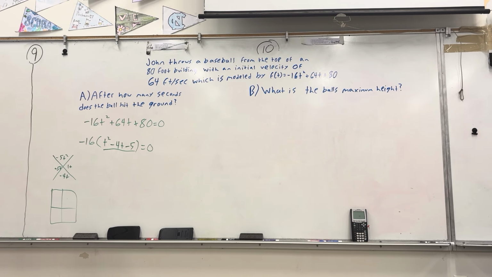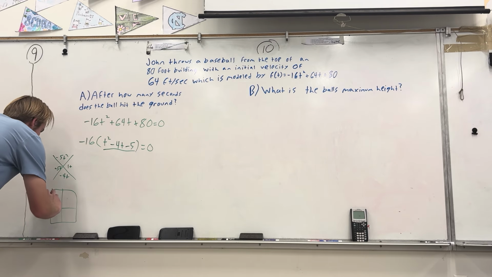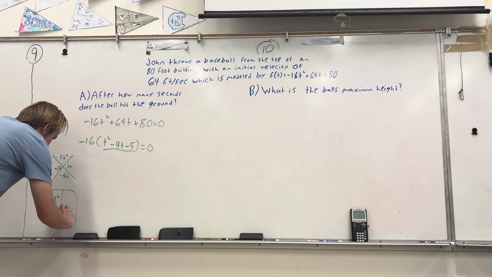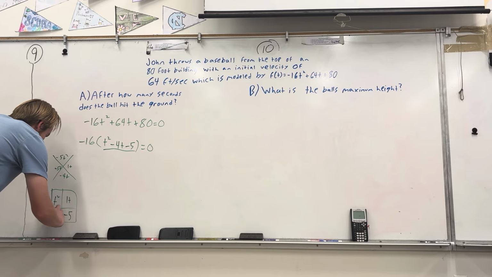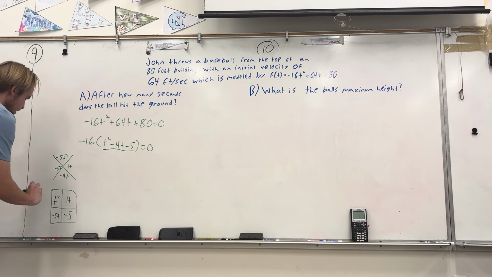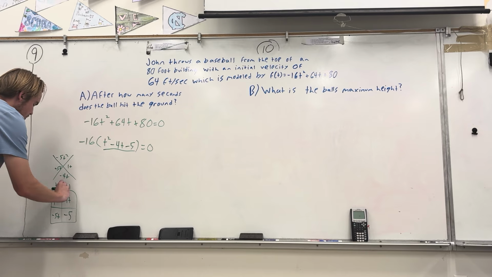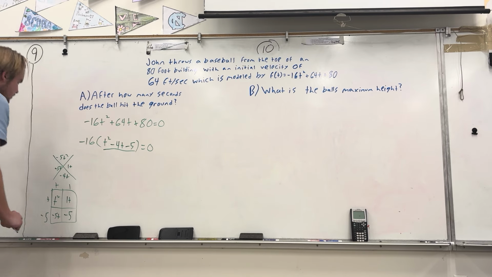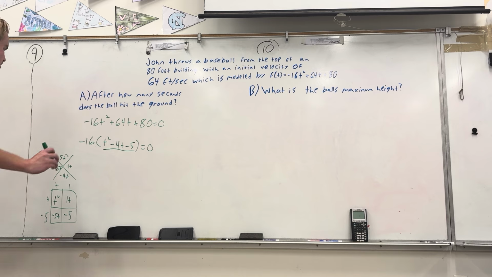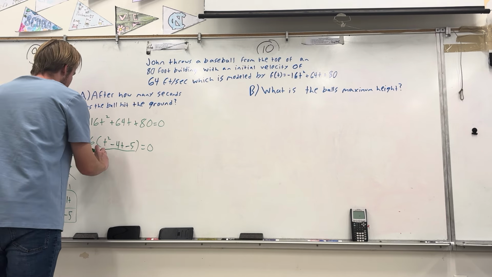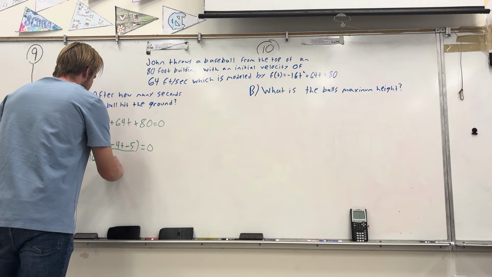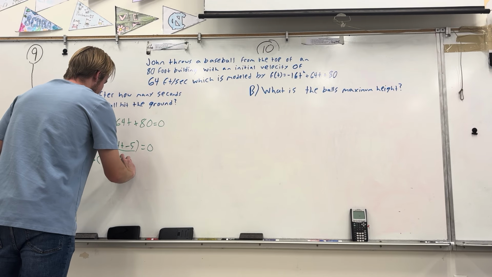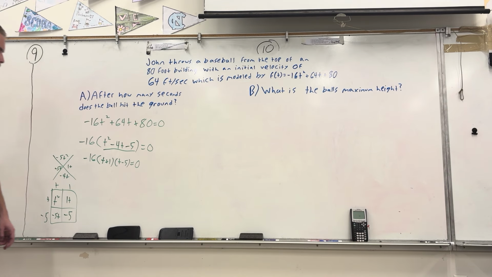Make sure this is in the shot. Perfect. So we have t squared, we have negative 5, we have 1t, we have negative 5t. And so we fill this out, we have t, 1, negative 5. And so this just factors into negative 16 times t plus 1, t minus 5. And this all equals 0.